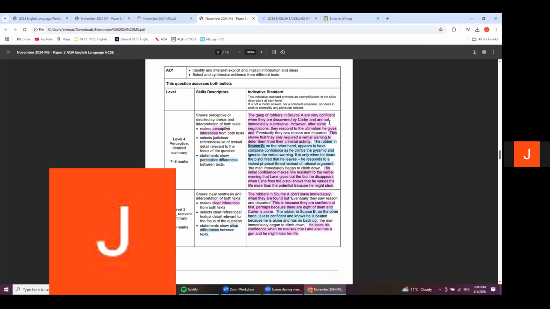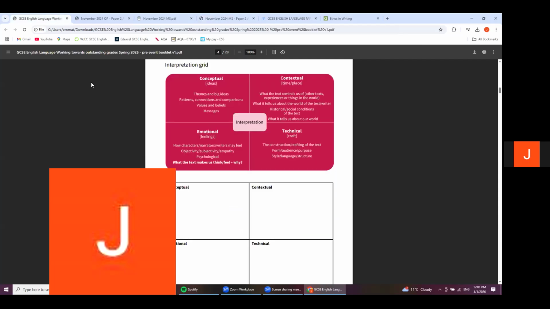I am also conscious and keen to address the situation where students maybe don't really know what to talk about when they're asked to summarize or analyze a piece of text. And if you have seen my paper one video already, I will have introduced you to this interpretation grid here. This content is something that I worked with AQA on last year, and it was from their head examiners explaining how best to approach increasing marks overall across both papers.